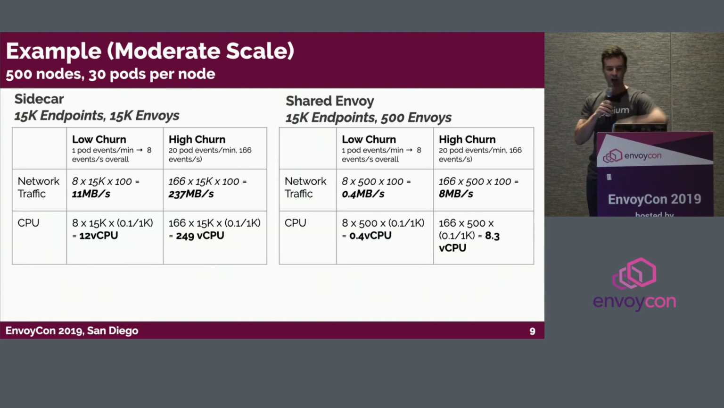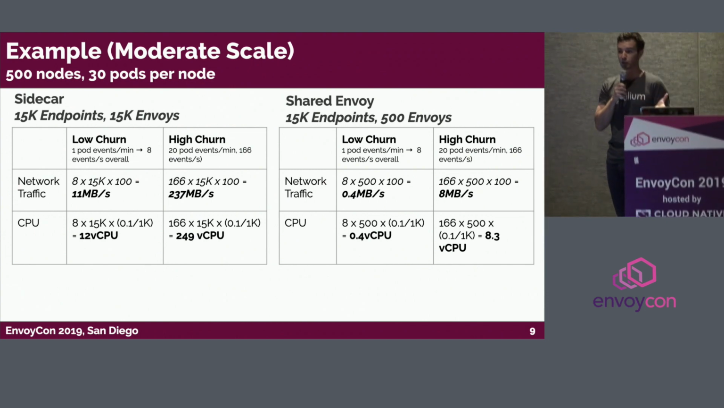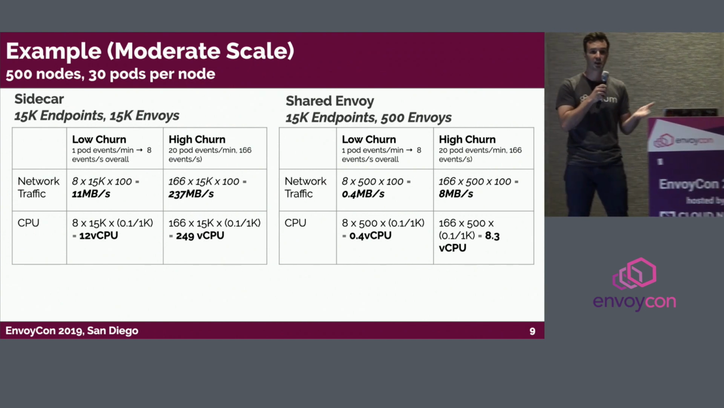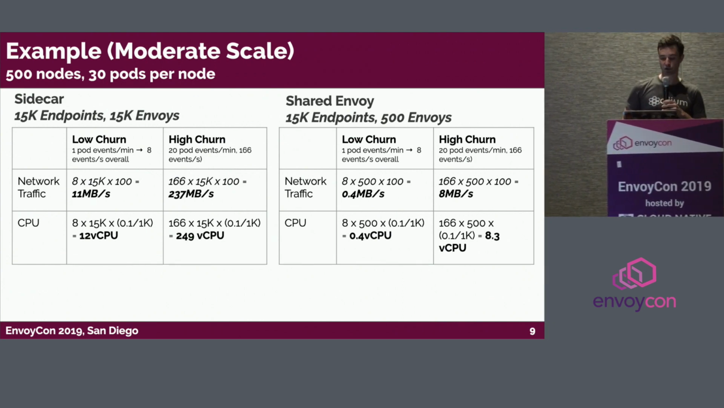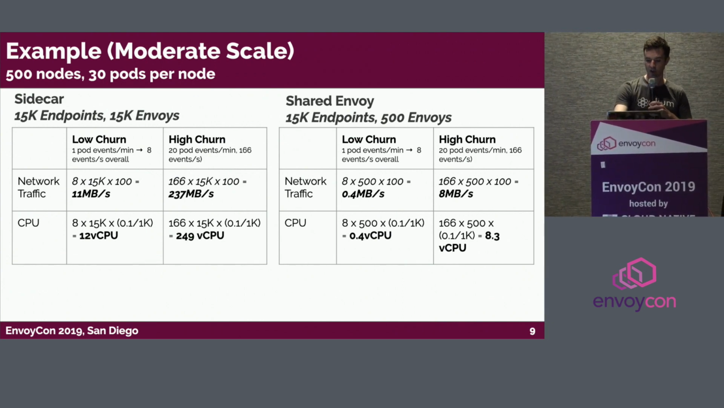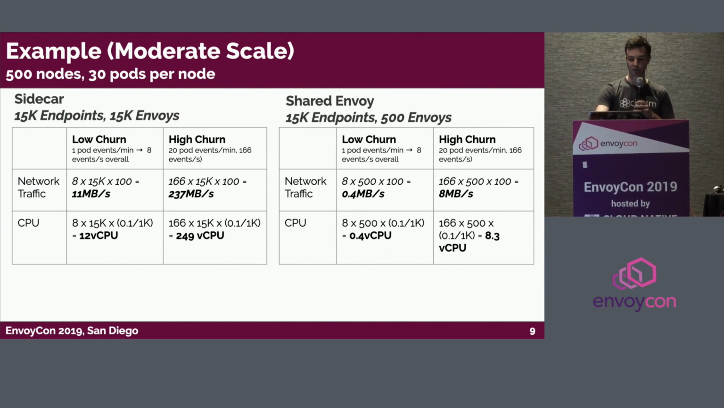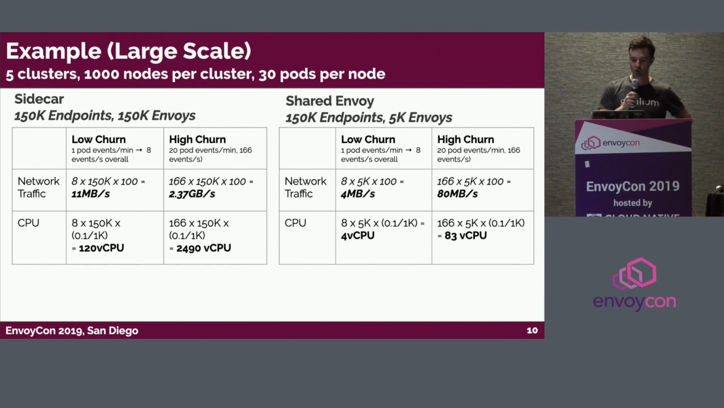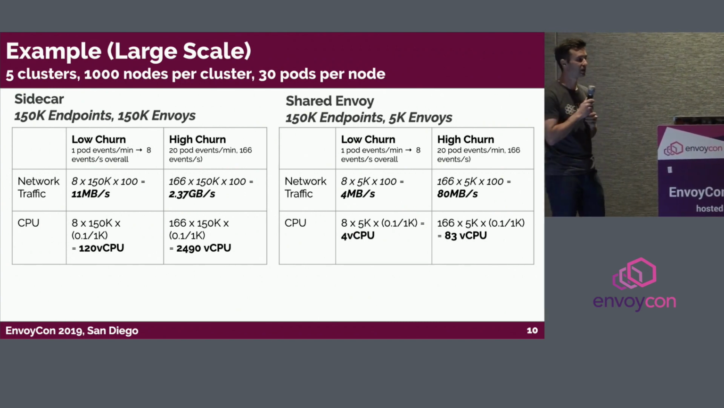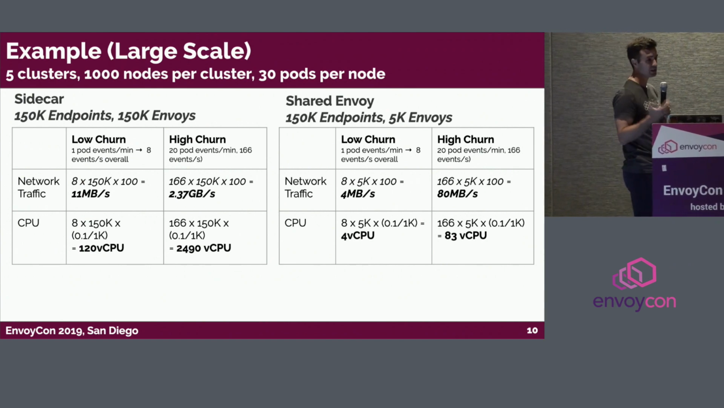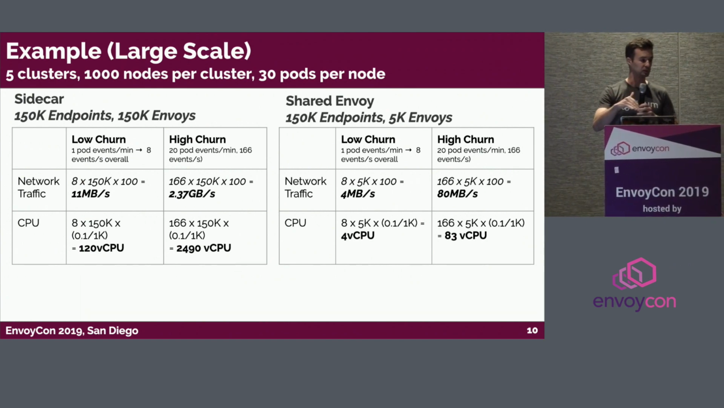On the right are now the numbers where we still have 15,000 total endpoints, but because we only have 500 nodes, we have 500 Envoys. Obviously, this does not impose any problems anymore for the two metrics that we have been tracking, network traffic and CPU. The even more interesting one is the high scale one, which even in a high churn environment goes down to a couple of dozen vCPUs and not thousands of them. And that's why we have been successful scaling these users using this model.